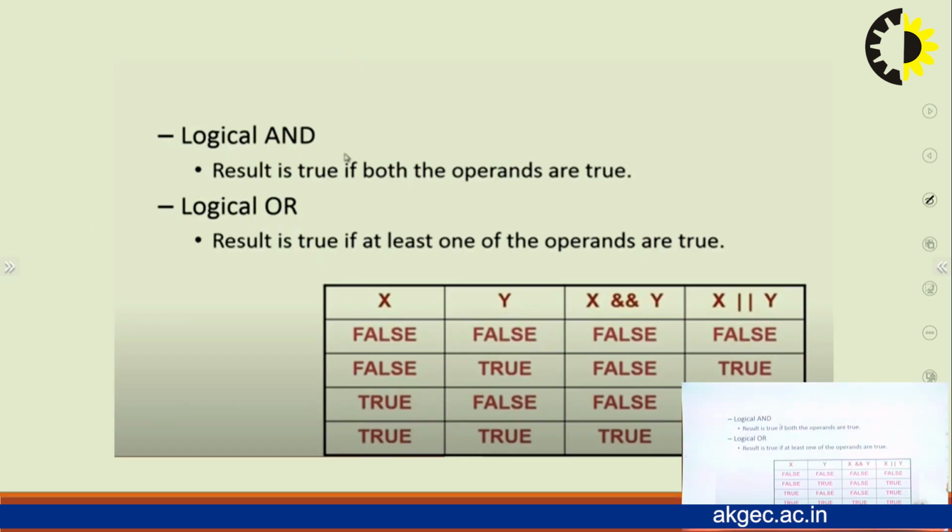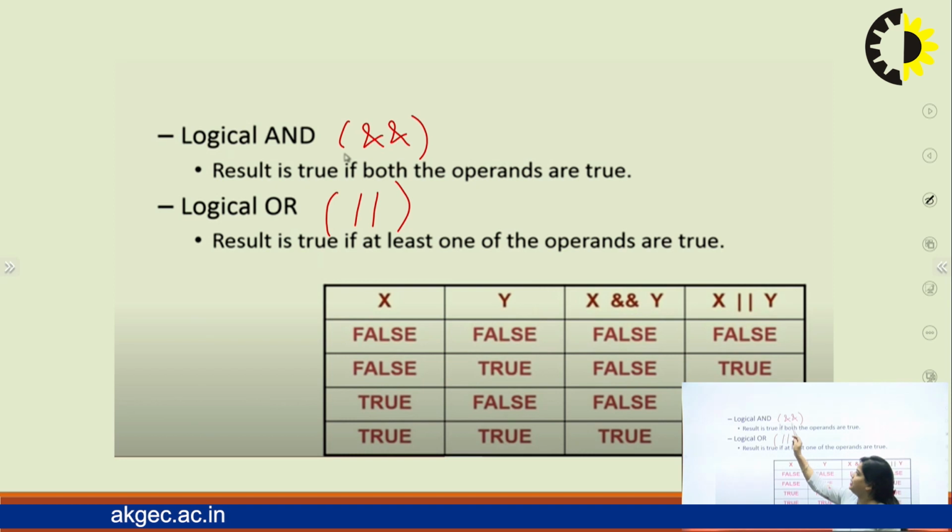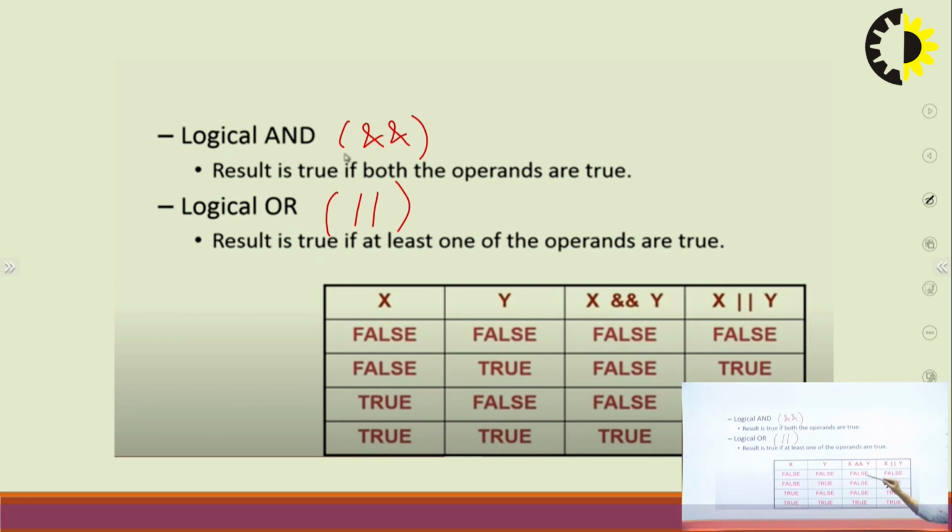Now, logical and: what is its sign? We denote it by double ampersand, and logical or with this sign. This is the sign of logical and, this is the sign of logical or. This is the table of and and or. This is and, and this is or. Now, if there are 2 variables, let's say x and y, and both are false, in and the condition will come false. And for or, the condition will come false.